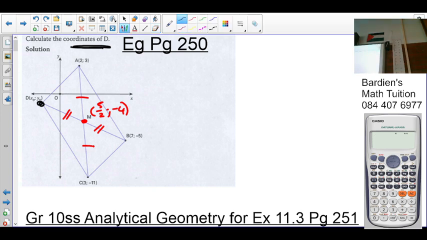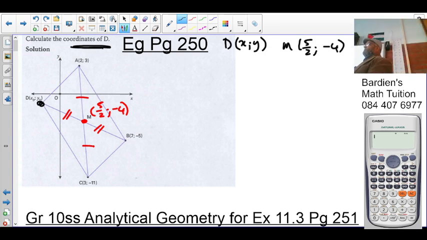I have D, which is X and Y. I got M, which is 5 over 2 and negative 4. And I got B, which is 7 and minus 5. Do I have to write that on the side, people? No, we don't have to. Okay.